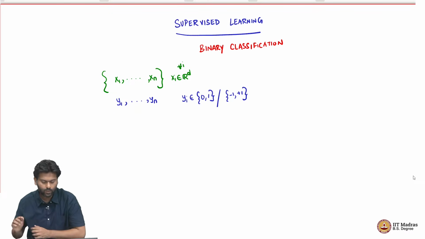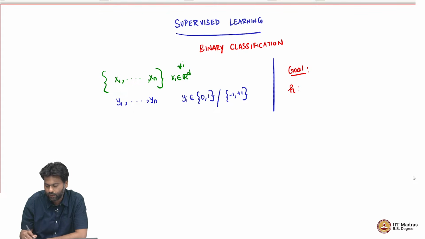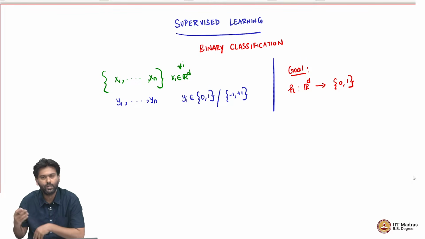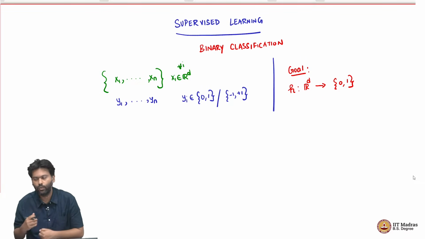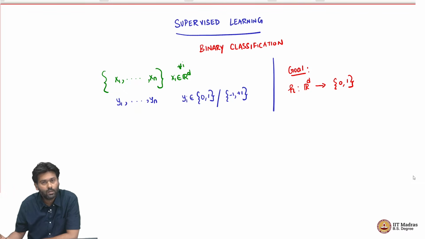So what is the goal? Like in the regression case, we still want to learn some function which maps R^d, the feature space, to, for the purpose of discussion, 0 or 1. So you want to learn a function from data which maps any given feature to 0 or 1. Now, what is the loss or the error that we are interested in?